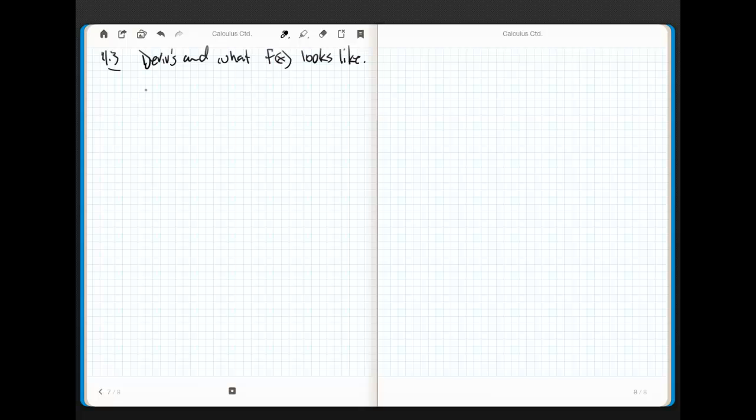We're going to talk about section 4.3 today, and it's basically derivatives of functions and what it makes f of x look like. In other words, what is the derivative of a function? How does it affect what f of x does? But before we do that, we got to talk about something called the mean value theorem. It's the last of our value theorems.